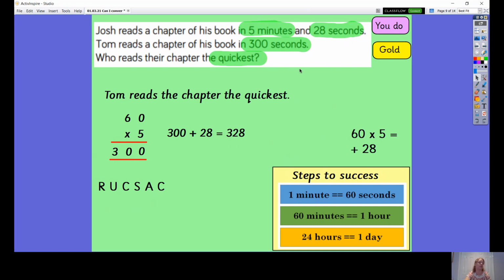Look, I worked out each of them. I didn't read the question properly, did I? Because the question was, who reads their chapter the quickest? And I just automatically wrote down who took the longest. So Tom reads the chapter the quickest. So I checked my answer, thankfully, and I now am quite confident I've got my answer right. So well done if you had a go at that.